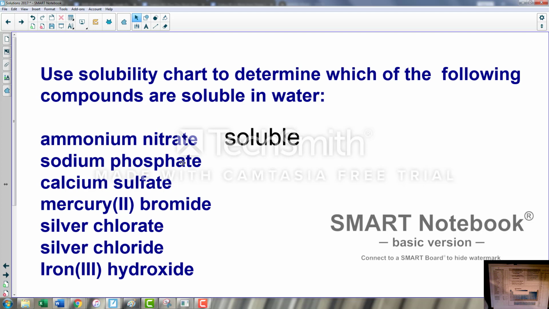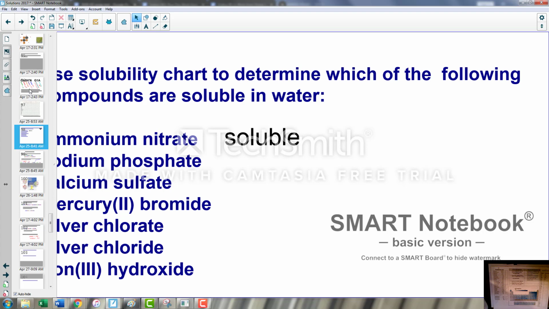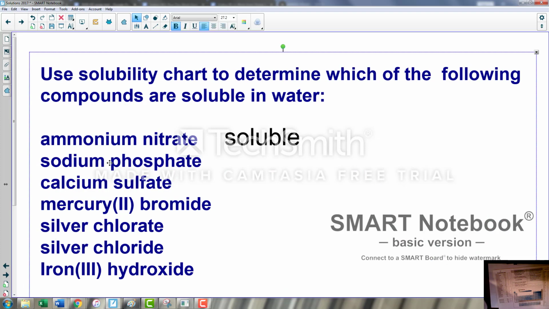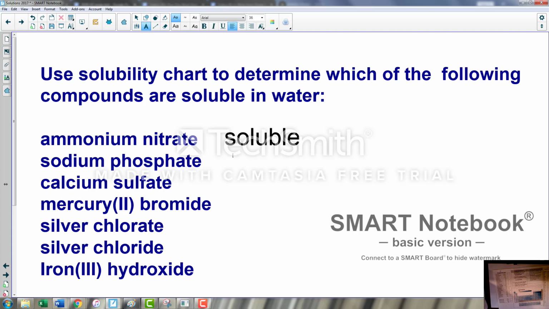Sodium phosphate. Phosphate's not part of the Cashingia. But sodium is a group 1 metal. Group 1 metals are always soluble. If you look at the back of your periodic table, the first thing that's listed here, Group 1 ions, those are always soluble, no exceptions. So if I go back to my example here, sodium is a Group 1 metal, so this one has to be soluble also. So sodium phosphate is also soluble.